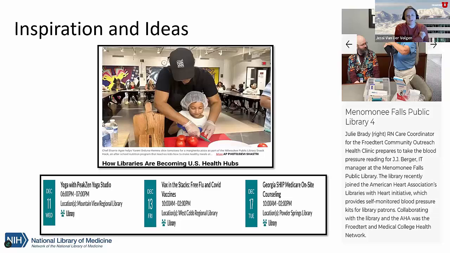Okay, a couple more inspiring ideas. This is a recent Newsweek article that featured how libraries are becoming health hubs from food to fitness classes. Menominee Falls Public Library partnered with the American Heart Association to have blood pressure screening. So for those of you who found that maybe your area has higher blood pressure than other areas of the county or state, maybe that's an idea for you. And then I put in here the Cobb County, Georgia events in December 2024. There's so many great partnerships in here as an example. You have yoga, vaccines, and Medicare counseling.